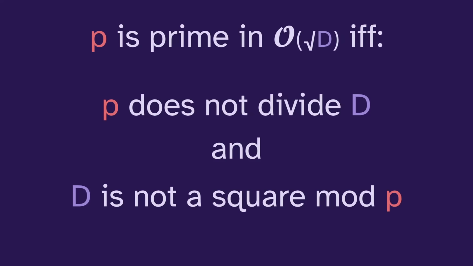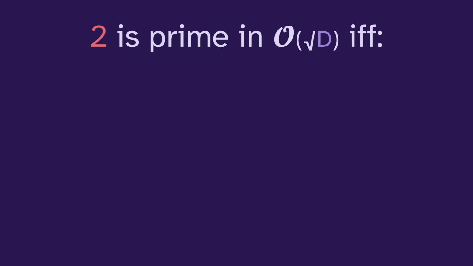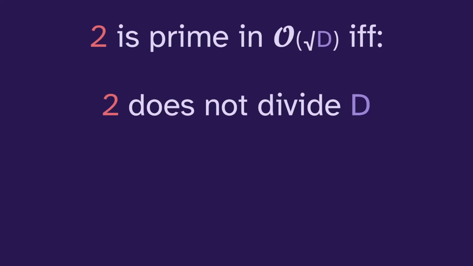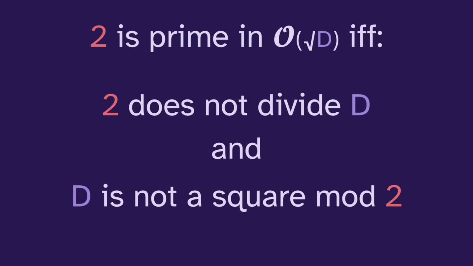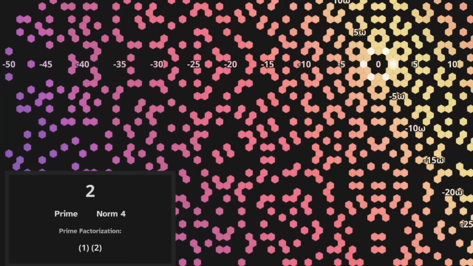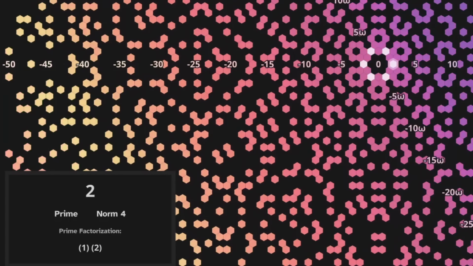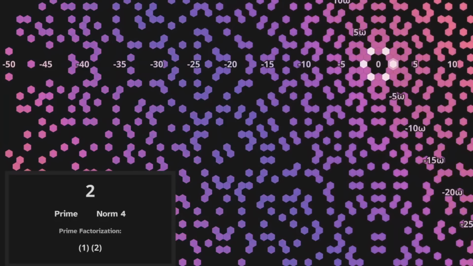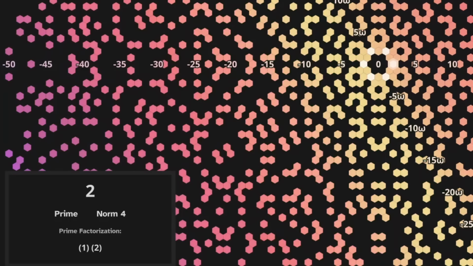But now let's think about this for the case of 2. We're saying 2 is a prime if and only if 2 does not divide d, so d is odd, and d is not a square mod 2. But if d is odd, then it's 1 mod 2, and 1 is a square. It's 1 times 1. So this implies that 2 is never prime. But we saw that in the Eisenstein integers, it was a prime. So there must be something wrong with this. That's because the Eisenstein integers were an exception.